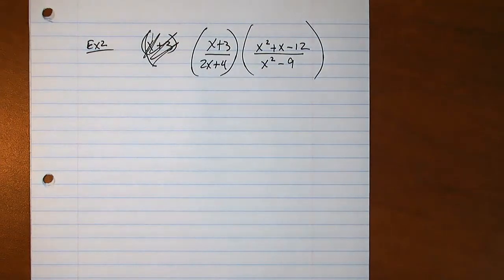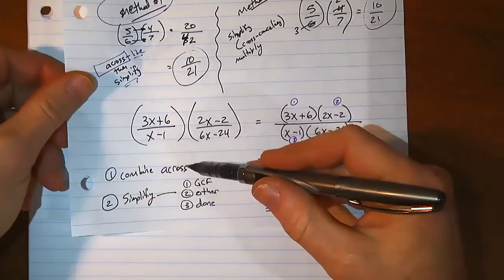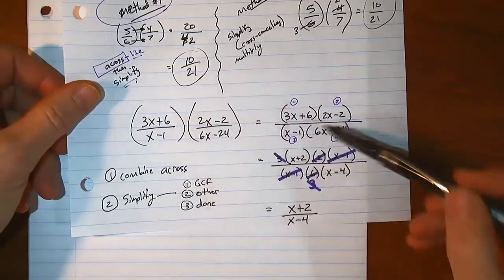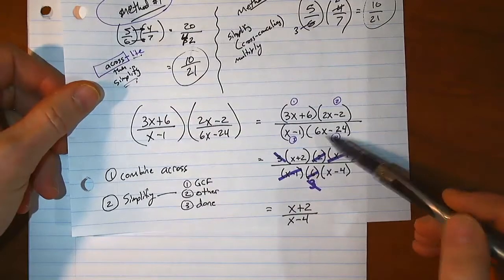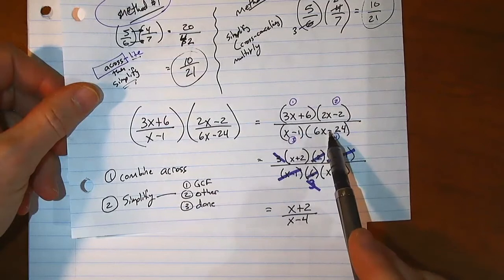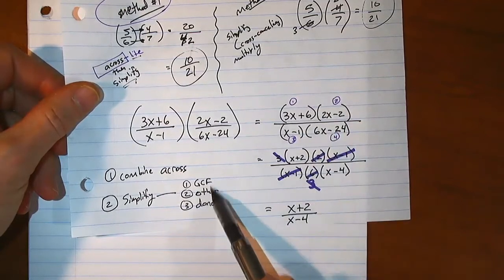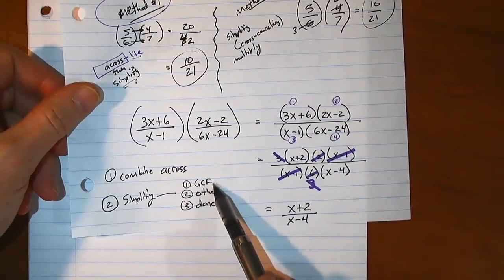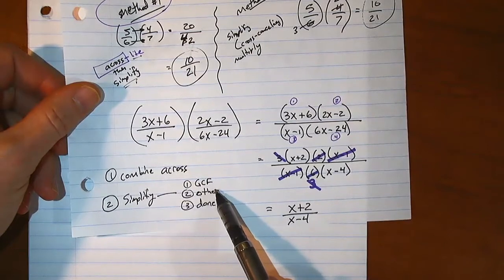Okay, so we've got our basic procedure that we've just outlined on this other page. We're going to combine across without actually multiplying. We're just going to make one great big fraction. Then we're going to simplify by going through all of the individual bits and pieces and trying to factor both with greatest common factor and with any other method that works.